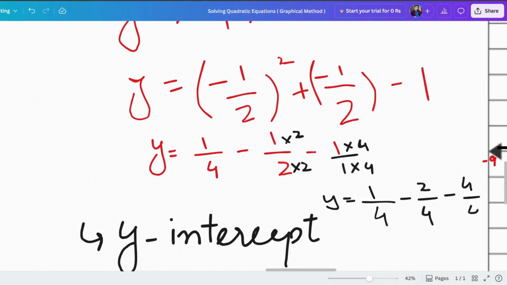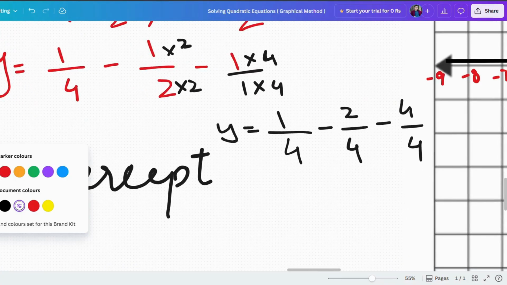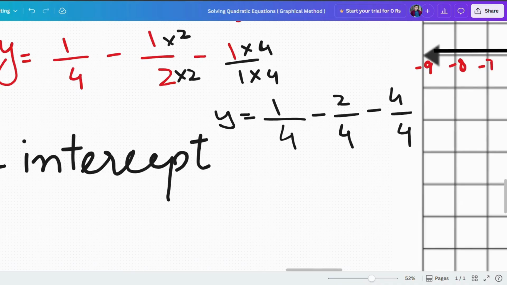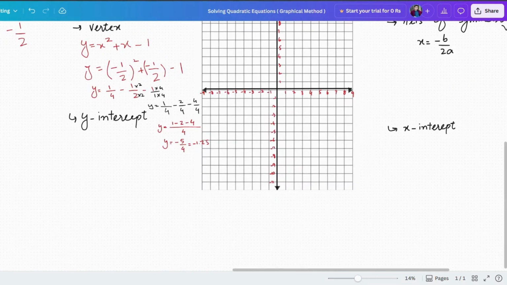Understood? So now let me change the color so we can easily differentiate between them. So y is equivalent to, I will put 4 in the denominator, 1 minus 2 minus 4. This should be equivalent to y equals 1 minus 2 is negative 1, negative 1, that should be negative 5 over 4, negative 1.25. So I was trying to find out the vertex, and the vertex I got is x equals negative 1 over 2 and y equals minus 1.25.